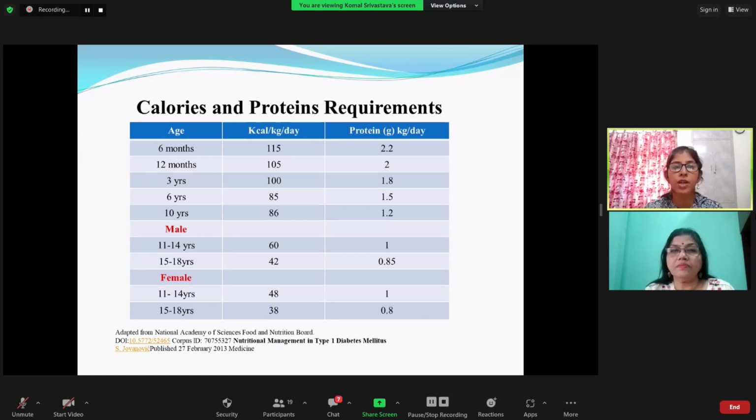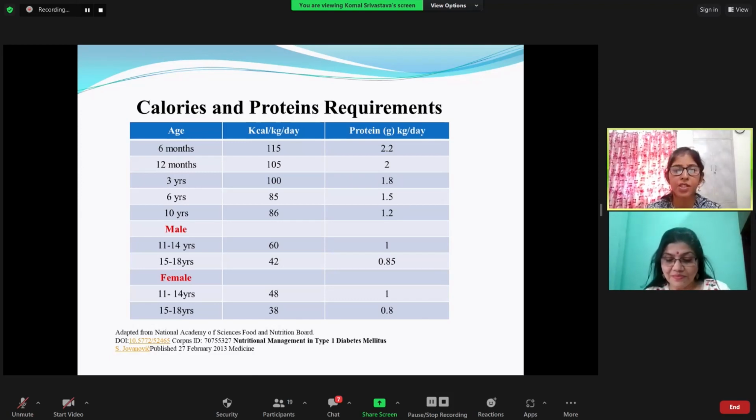So now moving to the calculation. When we talk about the calculation, the first and foremost thing on the basis of which we need to distribute the carbohydrate is the calories. And because this child is in a growing phase, we can't cut down on the protein requirement of the child. So specifically, we need to look into the protein requirement based on the weight of the child, and then the calories per kg per day.